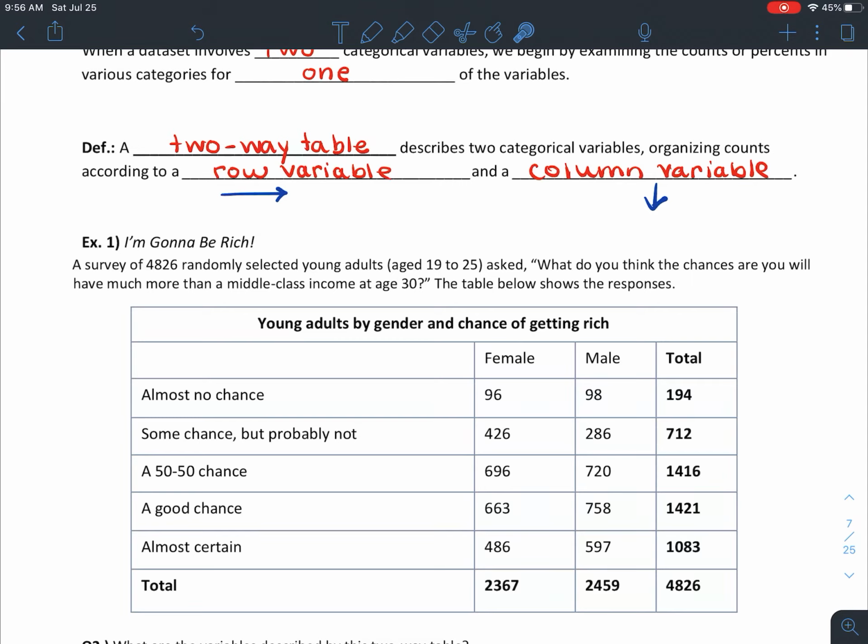Okay, this is a two-way table. You can see in this case, the rows are representing the responses to the survey, and the column variable is the gender. The nice thing about this is we get these totals all the way on the right. We get these totals on the bottom, so we know how many females were surveyed, how many males. We know the total number of people who answered each of these responses.